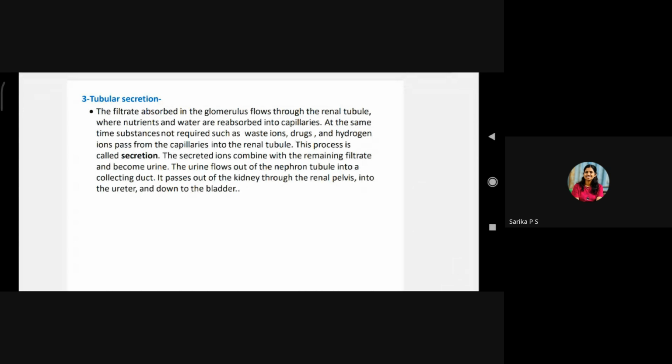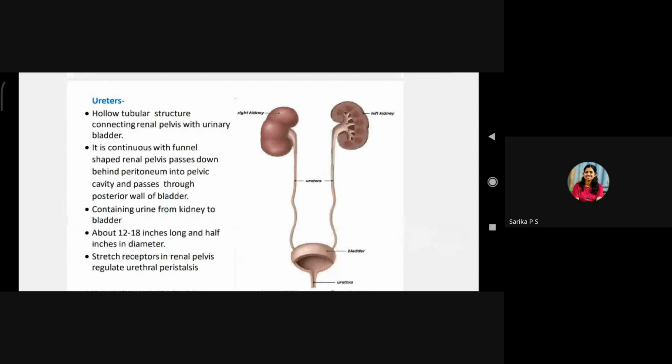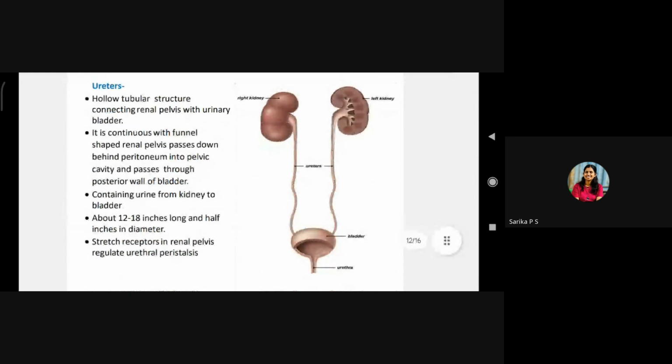The urine flows out of the nephron tubule into a collecting duct. We have already seen in the picture that from those tubules, the waste material is collected by the collecting duct and passes out of the kidney through the renal pelvis into the ureter, down to the bladder. Okay, you got the concept? Yes, ma'am. Okay. So next we will learn about ureters.